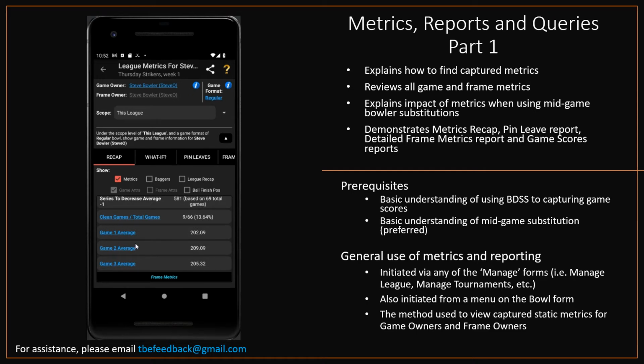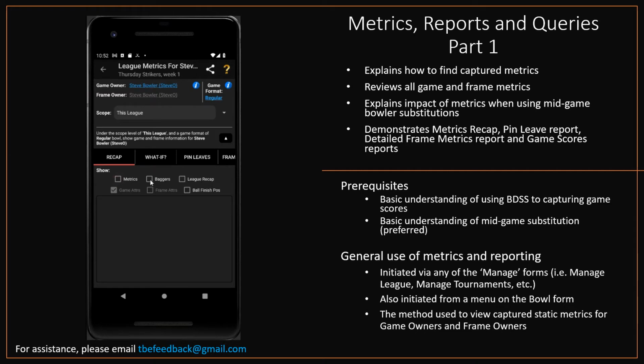Next, let's take a look at baggers. So I'm going to unselect metrics and select baggers. Baggers is available for all scope levels and shows the number of strikes in a row for the selected frame owner for the selected scope. You could see there's doubles, turkeys, ham bones, which are 4 in a row, all the way through 12 in a row. And just to note that during No Tap bowl, baggers will not include strikes thrown by No Tap. Only pure strikes, where all 10 pins were knocked down on one ball, are included.